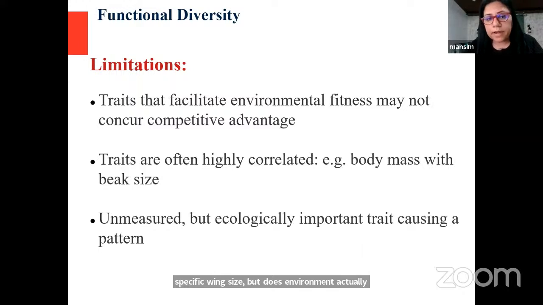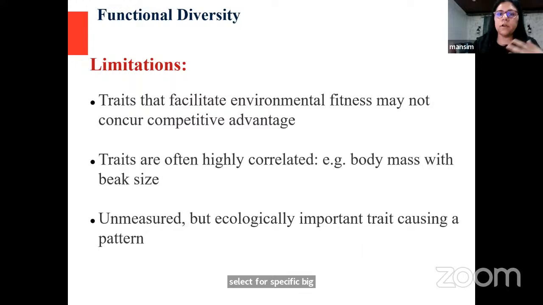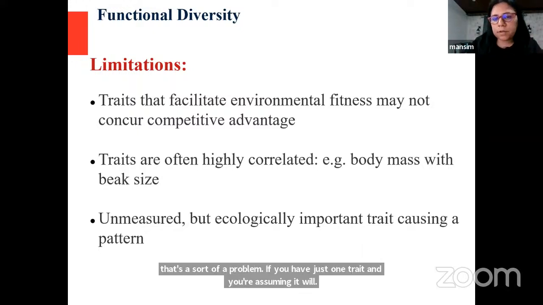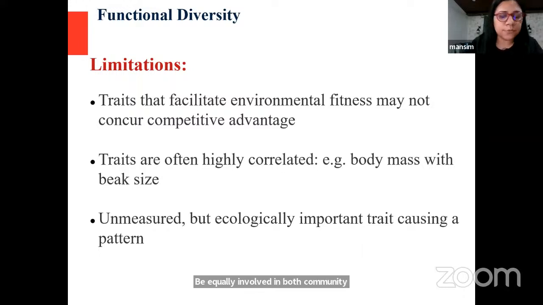We don't know that, right? So that's sort of a problem. If you have just one trait and you're assuming it will be equally involved in both community assembly processes, that may not be true. Second, your traits are often very correlated, right?